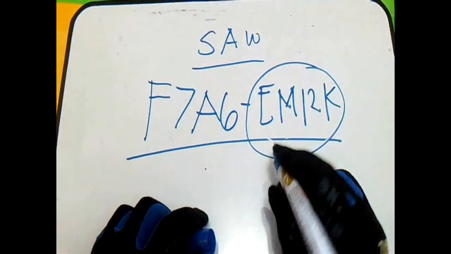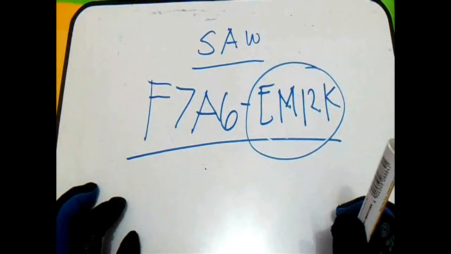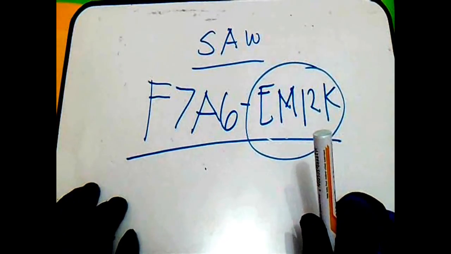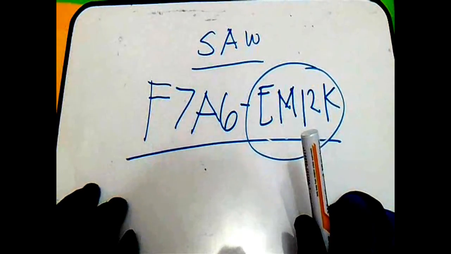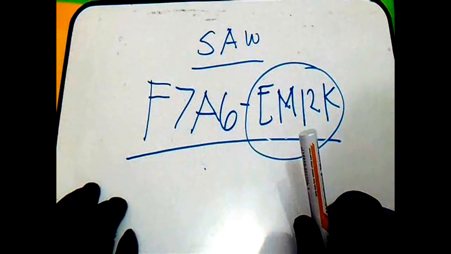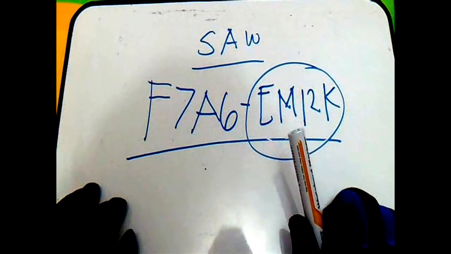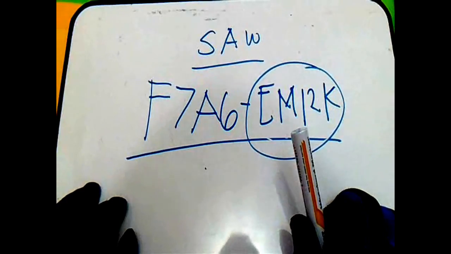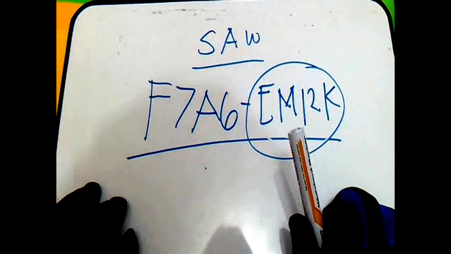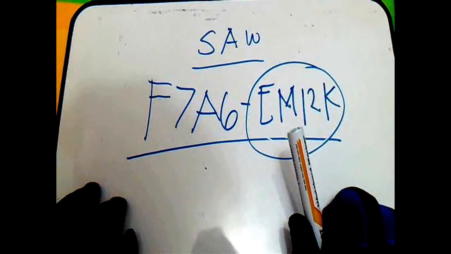So this is the submerged arc welding identification system. This is another one of our welding processes, submerged arc welding. This method is semi-automatic.